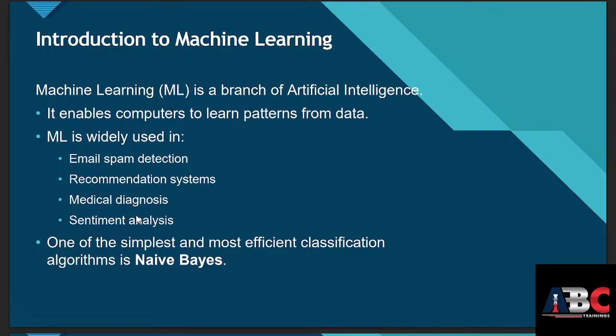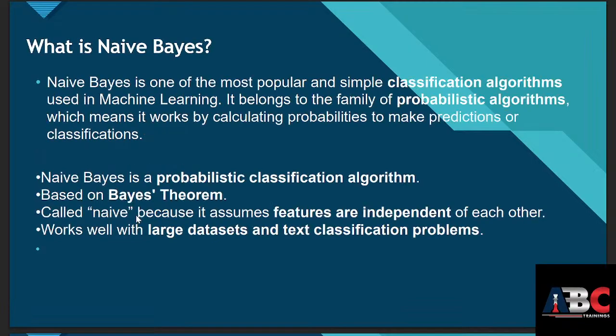Okay. One of the simplest and most efficient classification algorithms is Naive Bayes. The types of machine learning are supervised, unsupervised, and reinforcement learning. Supervised is labeled data, and unsupervised is unlabeled data, and reinforcement is based on learning through interaction and feedback. Okay. What is the next one? We will see what is the Naive Bayes theorem.